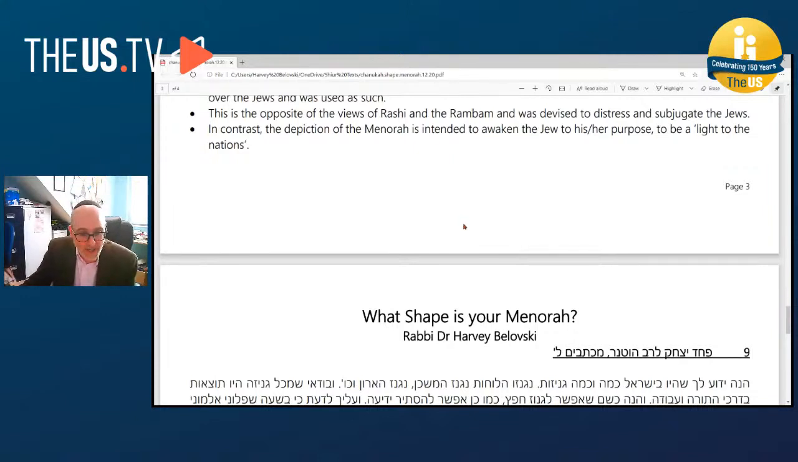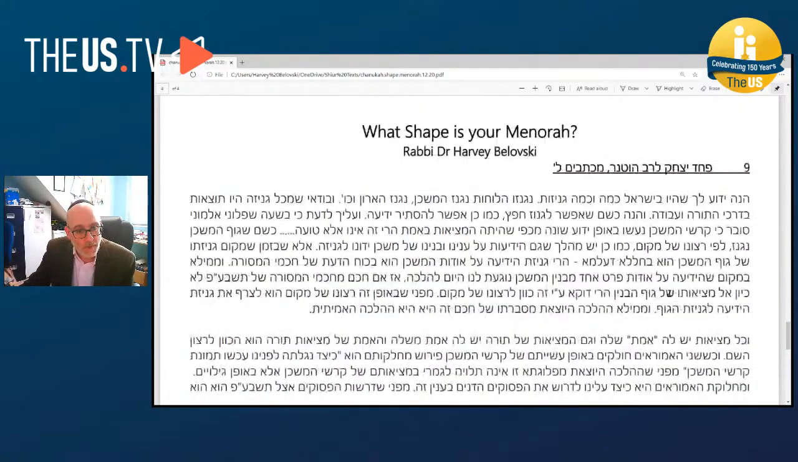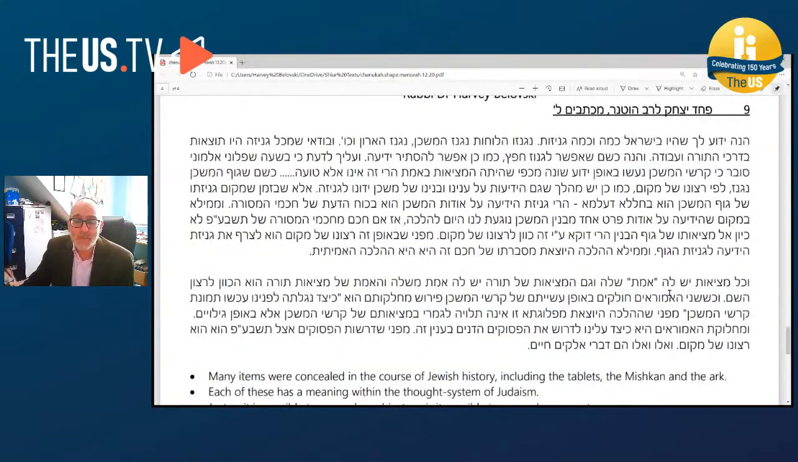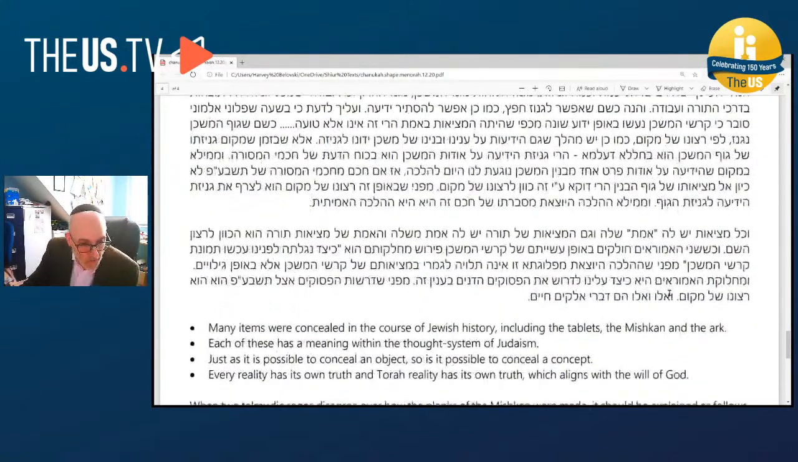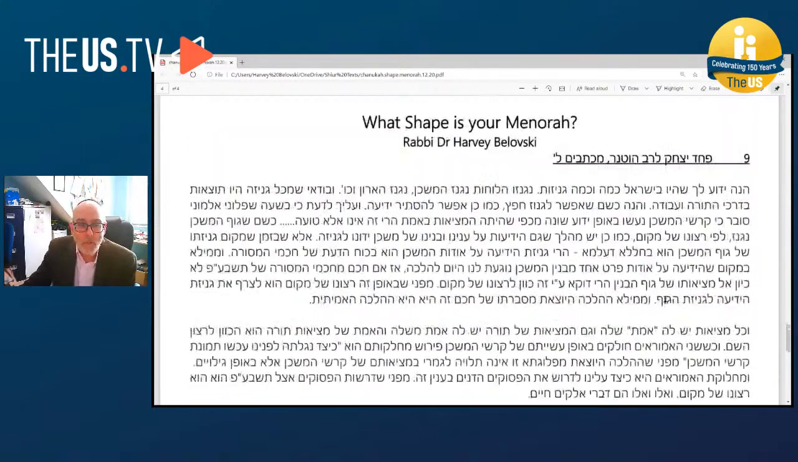So this brings us really to the whole point of this talk. Why have I bothered to spend 20 minutes of your time so far discussing an entirely academic and unprovable point? Is the menorah of the temple correctly made with straight arms or with rounded arms? Who cares? Does it really matter?